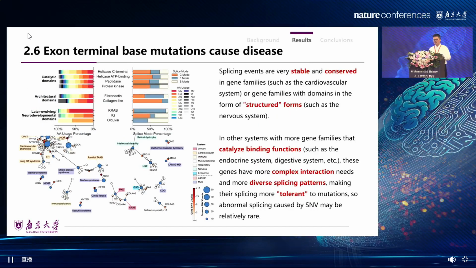So this aligns perfectly with our earlier findings that genes with architectural functions, like those prevalent in the heart and brain, have highly conserved and inflexible splicing patterns. They are therefore much more sensitive to mutations that disrupt splicing. In contrast, genes in other systems with more complex interaction networks may be more tolerant of splicing mutations.